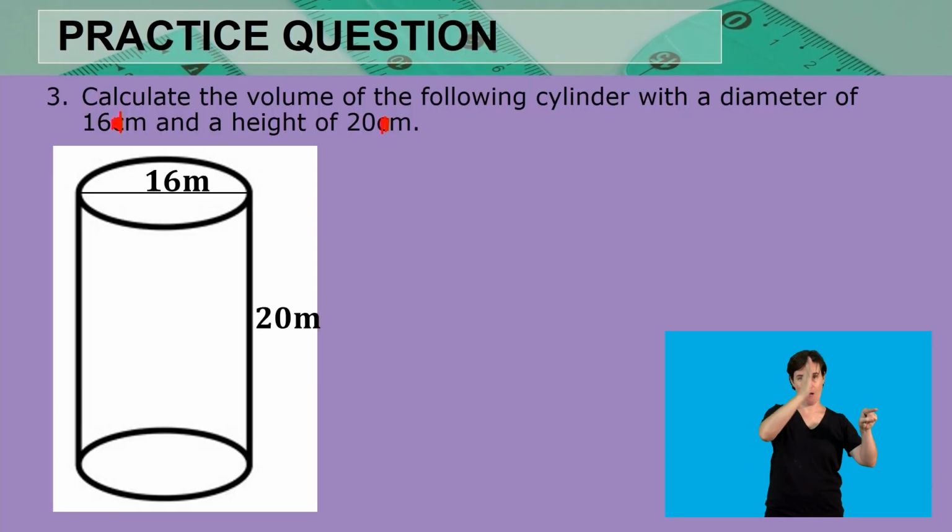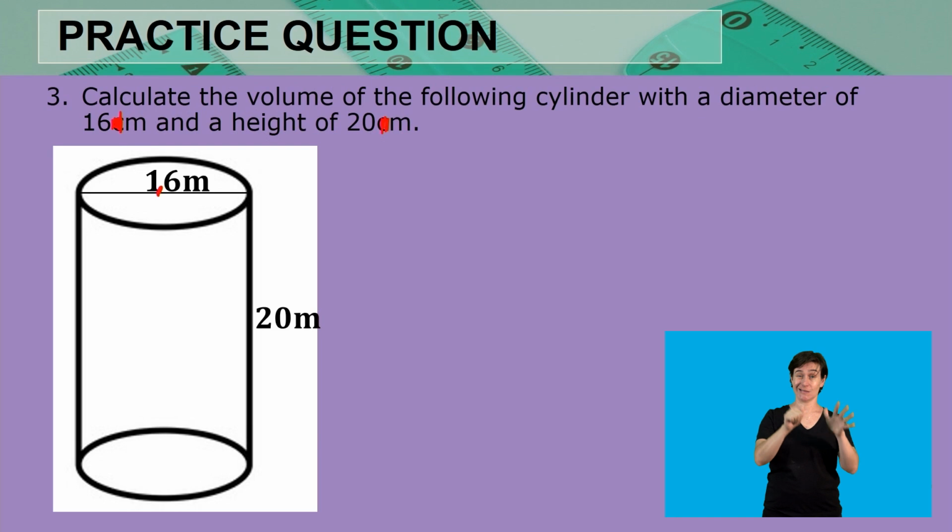Remember, for us to calculate the volume of a cylinder, we need the radius and the height of that cylinder. Now, we have been given a diameter of 16 meters. And if we remember correctly, the diameter is double the radius. That means that if we want the radius from the diameter, we need to cut our diameter in half, or we need to divide our diameter by 2. So that means that the radius there is going to be 8 meters.